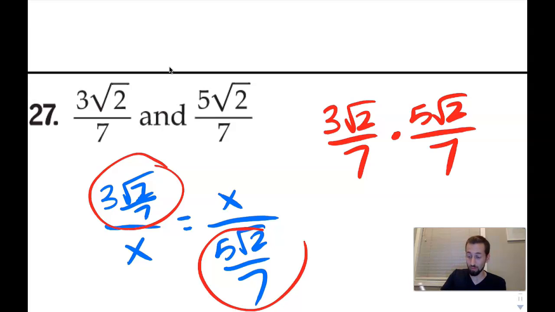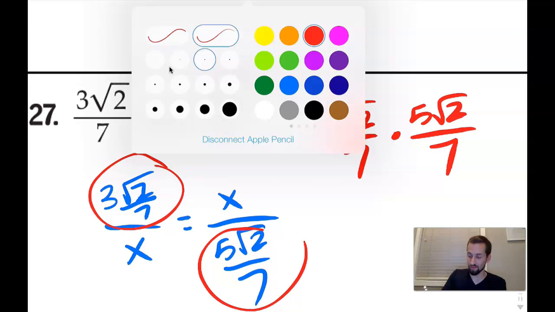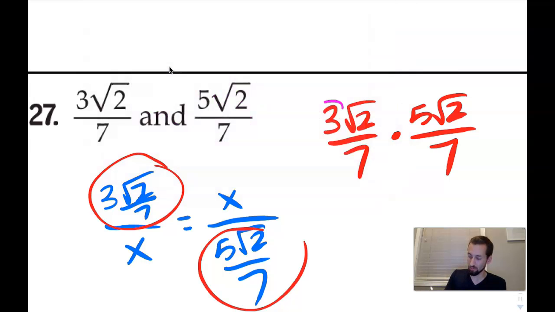Okay, well, when we multiply things like this, you really are just going to multiply the numbers that are in the same places together. So you got 15, the square root of 2 times the square root of 2.